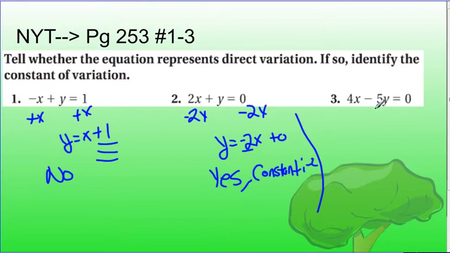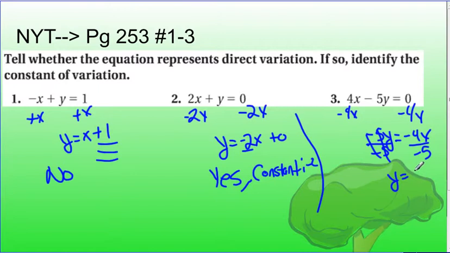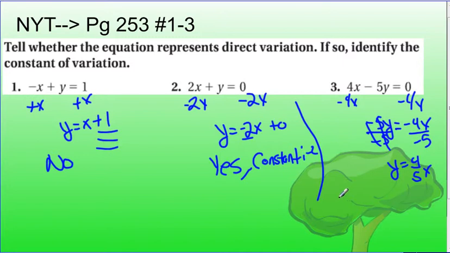Number 3, let's see, solve for y first. So we have to minus 4x, get a negative 5y equals a negative 4x. Divide by negative 5, cancel, divide by negative 5, we get y equals a positive 4/5 x. So, is it direct variation? Yes. There's no intercept. It's just plus 0. So, yes, it's direct variation. And as far as the constant of variation, it's the slope of 4/5.